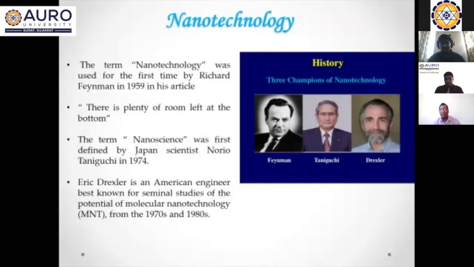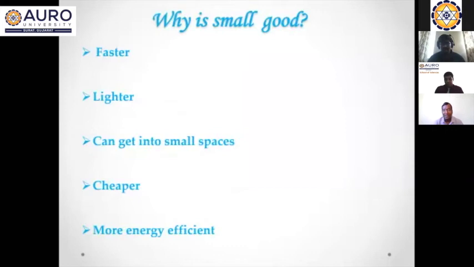The question is, we have micro, we have macro. Why do we need nano? What is the use of nano? Because it is faster, it is lighter, it is cheaper, it is more energy efficient, and it can also get into small spaces. For example, anti-cancer drug carriers cannot enter into the mammalian cell because of their size. But if we have a nano-sized material, it can enter and easily locate the place of the tumor.